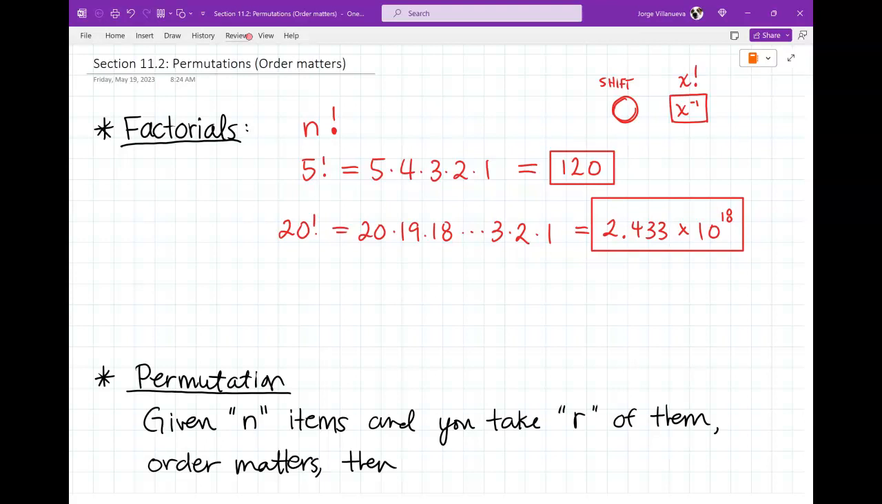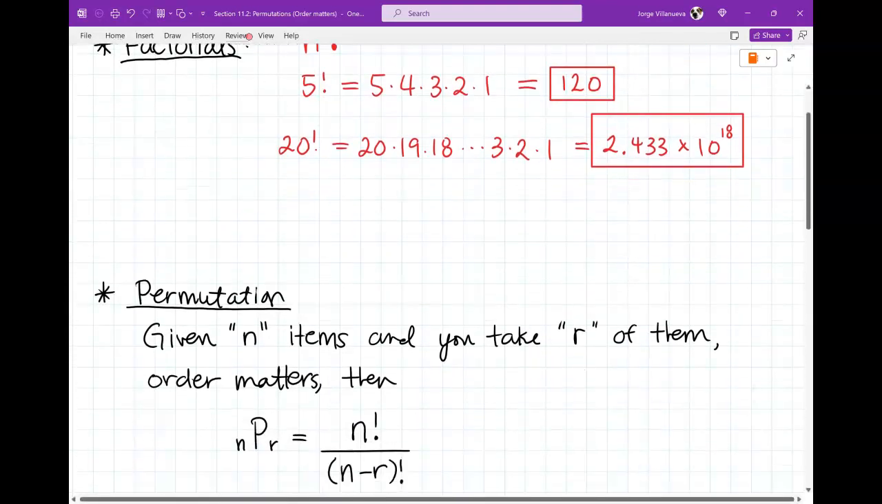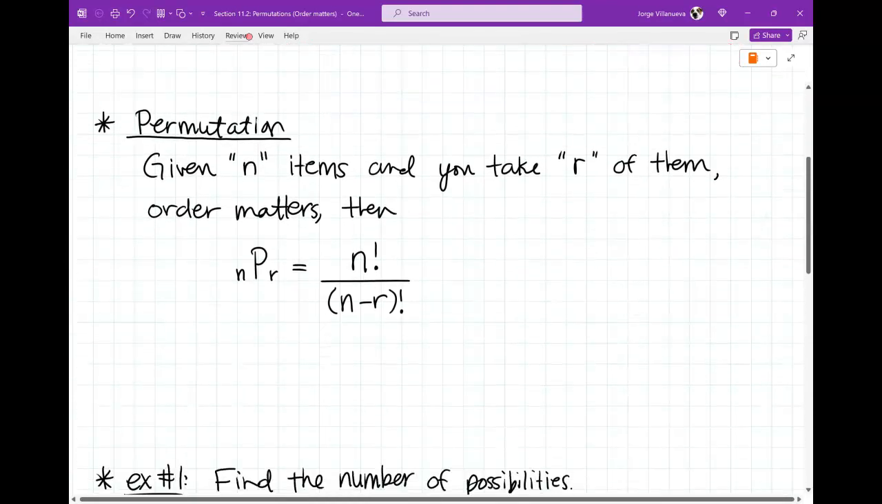Is anybody not able to do that? Like you couldn't find the button? All right, so factorials are important because we're going to be using them in the definition of the permutation. Sometimes you'll use them, sometimes you can just use the function itself.